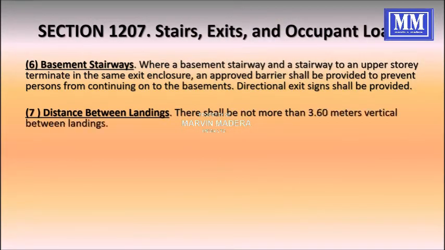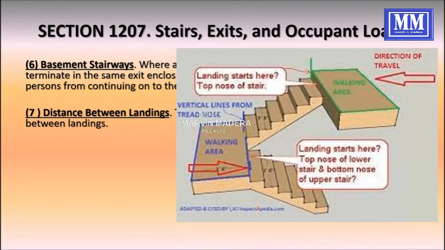Distance between landings. It shall not be more than 3.6 meters vertical between landings. So the maximum spacing of landing to landing, or vertical landing to landing, should be not more than 3.6 meters. The landing is a part of a stairway with a platform where the one using the stairway can rest for a while. So we have here the maximum vertical distance of 3.6 meters.